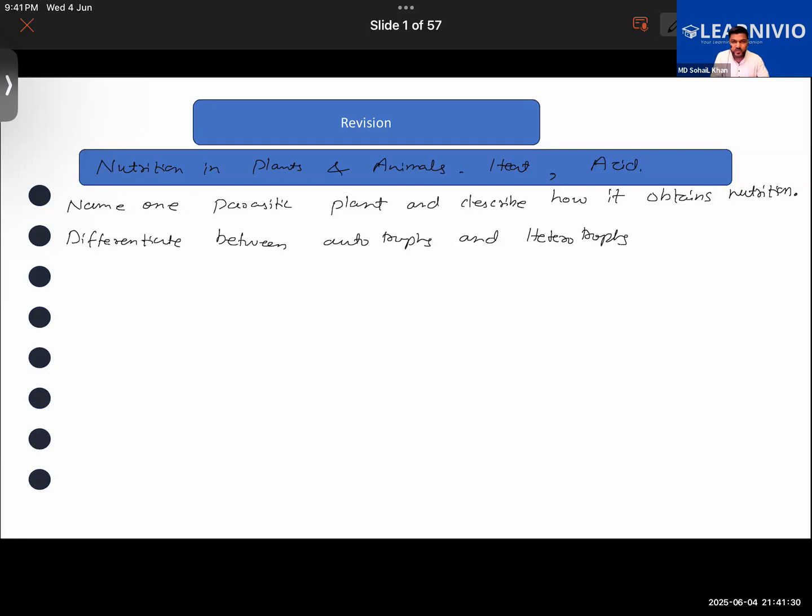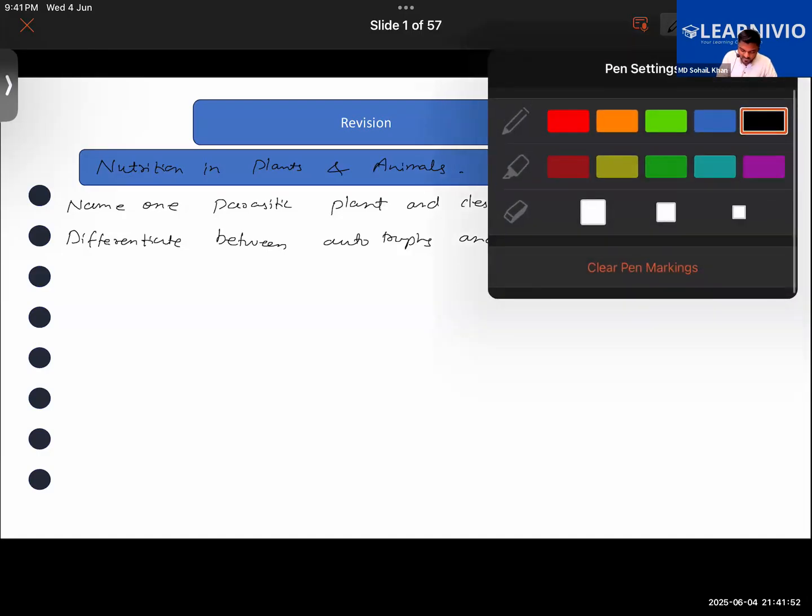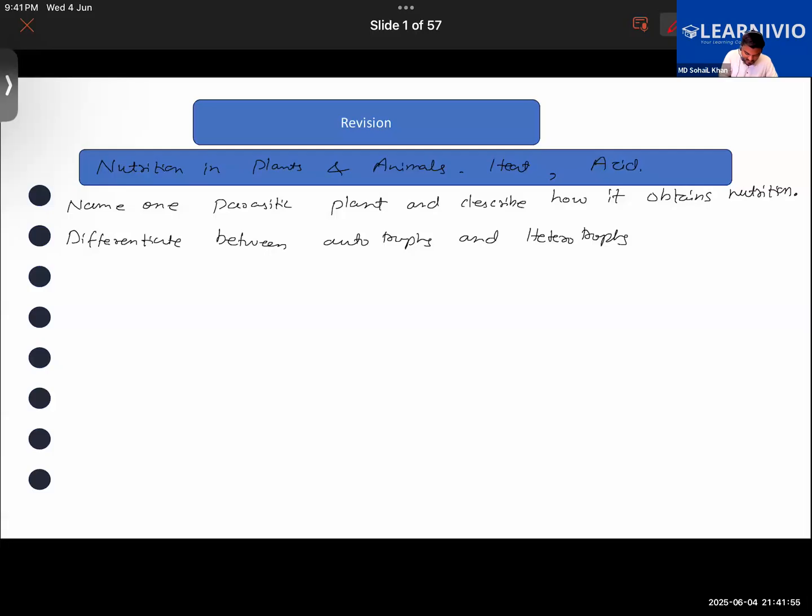Okay, so quickly answer the first question. Name one parasitic plant and describe how it obtains nutrition. We are going to do it quickly. We're not going to take so much time. Sir, Dodder and Cascuta. Okay. Both are the same thing, by the way. Cascuta is also called dodder. Sir, Amarbel. In fact, Cascuta, dodder, or Amarbel, all these three names are of the same plant. How does it obtain nutrition?